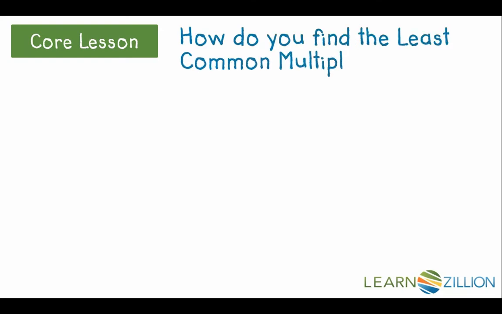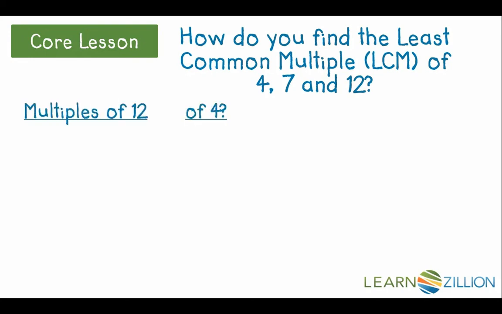How do you find the least common multiple, or LCM, of 4, 7, and 12? Well, because I'm dealing with 3 numbers and I don't really want to make a complete list of everything, I'm going to start with the largest number, which is the minimum amount that the multiple could be. So I want to find the multiples of 12. Then I'm going to check if each of those products is a multiple of 4 and of 7.